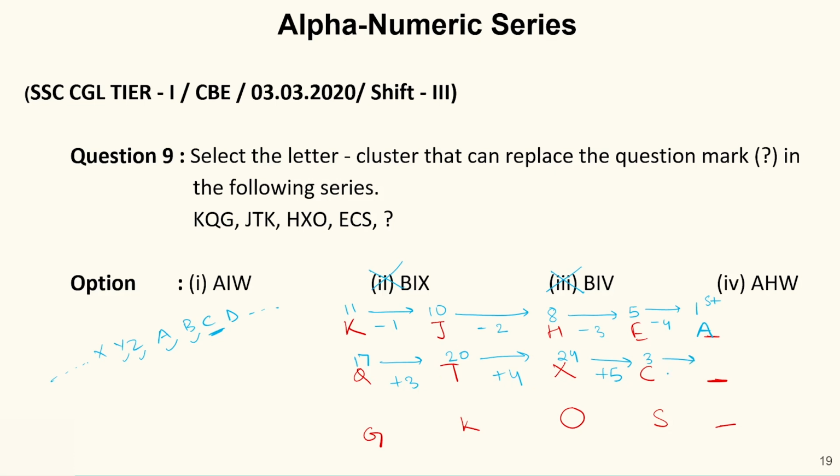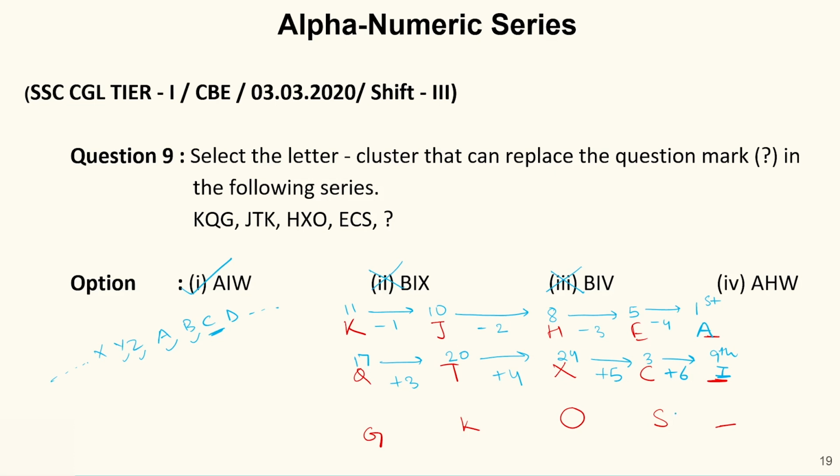So now we will increase it by 6 positions. And we have to go to the 9th position now, because C is ranked at 3, then we add 6 more positions, so 9th position. And 9th position is I. So clearly, my answer will be option number 1.